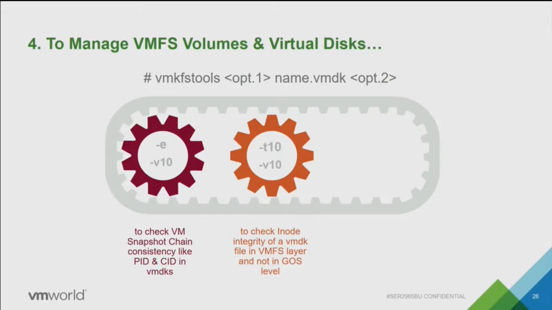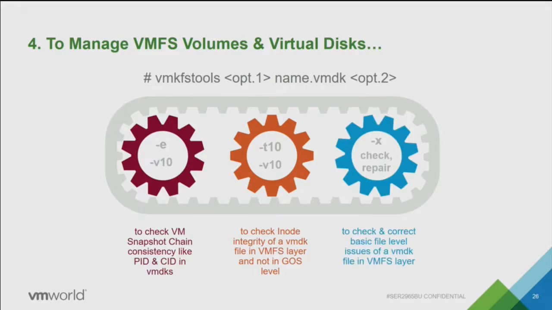For some odd reason, if I feel that the VMDK is corrupted, remember, these are two different things, your VMDK and your guest operating system. If your VMDK file is corrupted, this particular command will help you to check the integrity of all the inodes. But if there is an operating system level corruption, this will not help you to check that. Okay? The third option is -x. So if you find some problem with that, and you want to check or repair the VMDK file, this particular command can help you to do that as well.